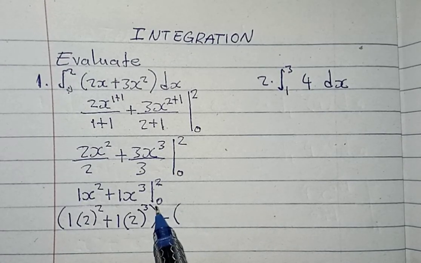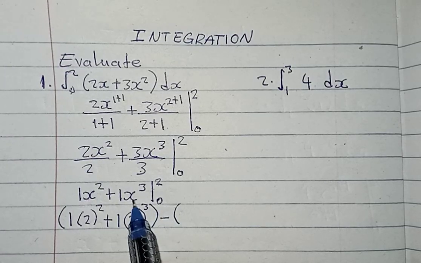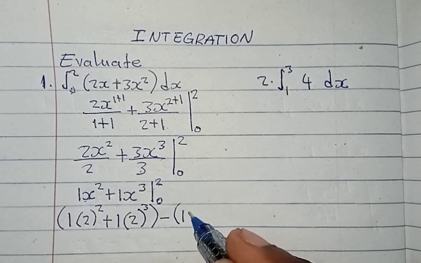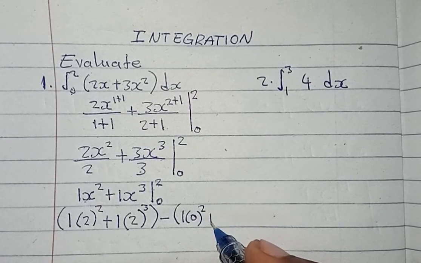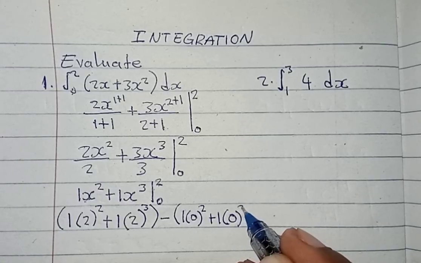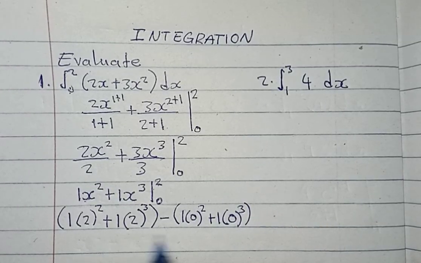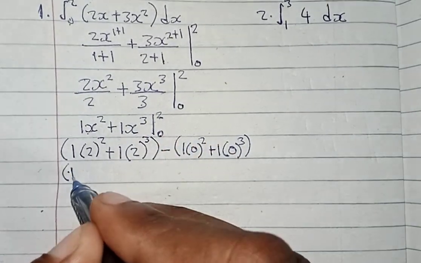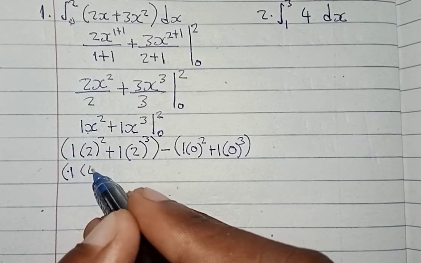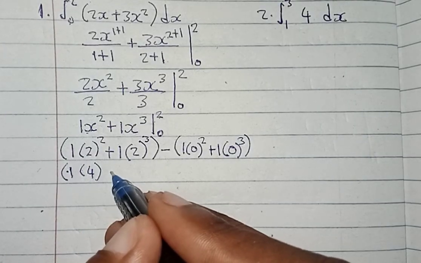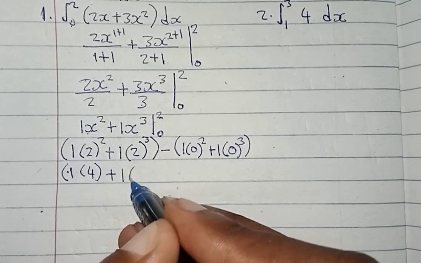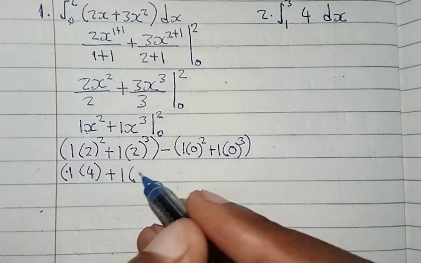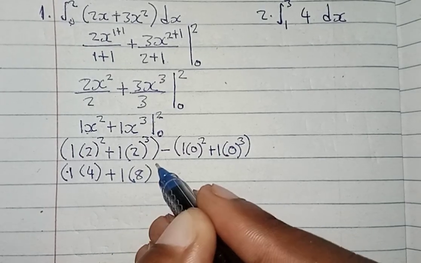Then we introduce a minus like that. Then on the other side, we substitute the lower limit. So wherever there's x, we substitute 0. So we have 1, 0 to the power 2 plus 1, 0 to the power 3. We close. Let us simplify. We have 1, 2 to the power 2, we get 4. 2 to the power 2 is 2 times 2. Plus 1, 2 to the power 3 means 2 times 2 times 2, which will give us 8, like that. Then we close.